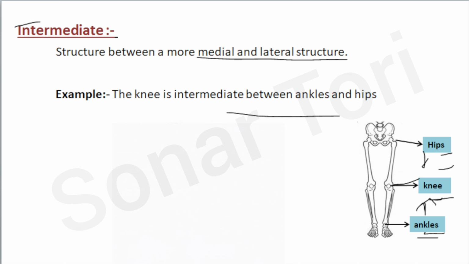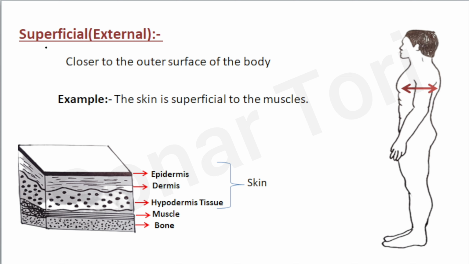Then superficial or external. The organ that is closer to the outer surface of the body is called superficial or external. For example, the skin is superficial to the muscle. See this figure that the skin is composed of three types of tissue: epidermis, dermis and hypodermis, then muscle, then bone. So the skin is present more superficial as compared to the muscle. That's why we can say that the skin is superficial to the muscle.